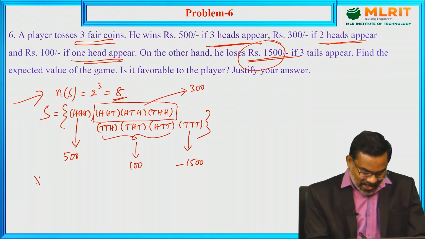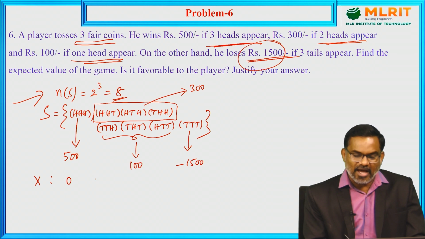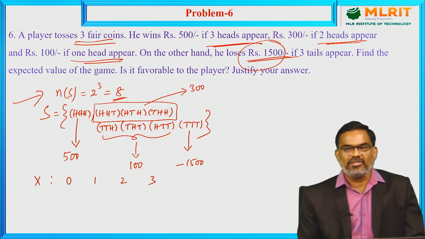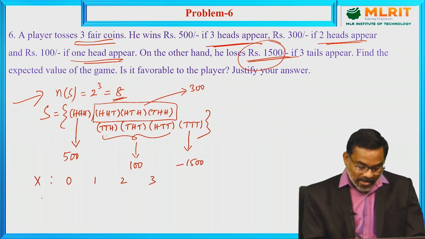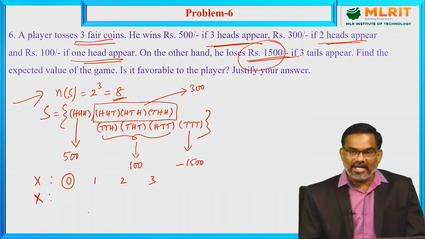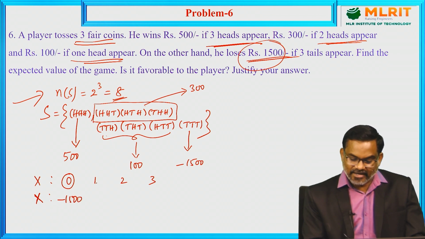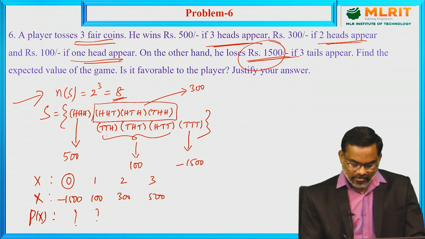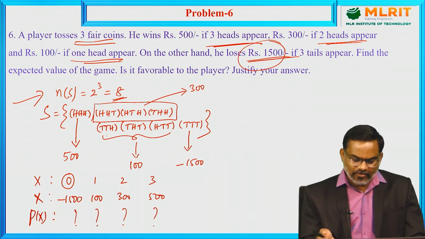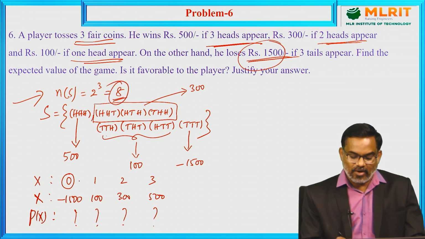So that means if x denotes the number of heads, then the possible values of x are 0, 1, 2 and 3, since 3 coins are tossed. Maximum 3 heads, minimum 0 heads. Getting all tails is connected with minus 1500, getting 1 head 100, getting 2 heads 300, and 3 heads 500. Now what are the probabilities? We need to calculate these. In the experiment, 3 coins are tossed and the total number of elements is 8. So what is the probability of getting 0, 1, 2 and 3?